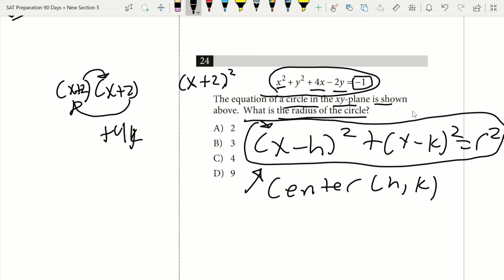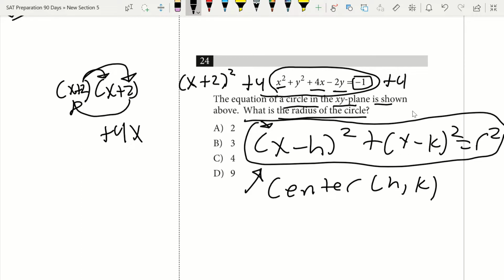Okay, so how does that help me solve for my radius? Well, now that I have that, I can solve for this part right here. This 2 has to get multiplied by that 2, which is going to give me a plus 4 over here. Now when I add 4 there, I have to add 4 to this negative 1 as well. So now I have that negative 1 plus 4.